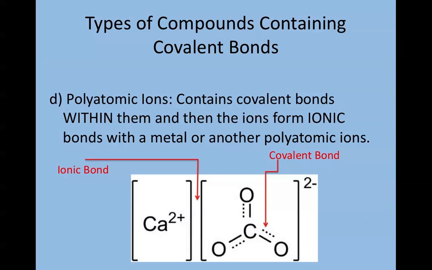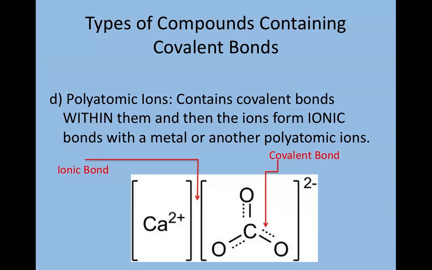Finally, I just want to mention polyatomic ions. Polyatomic ions themselves have covalent bonds. Within the polyatomic ion, they're sharing electrons. However, because of how the polyatomic ion is formed, that creates a charged particle, or charged ion. Because of the charge, it's going to then form an ionic bond between the polyatomic ion and either another polyatomic ion or a metal or even a nonmetal. So polyatomic ions themselves contain covalent bonds.